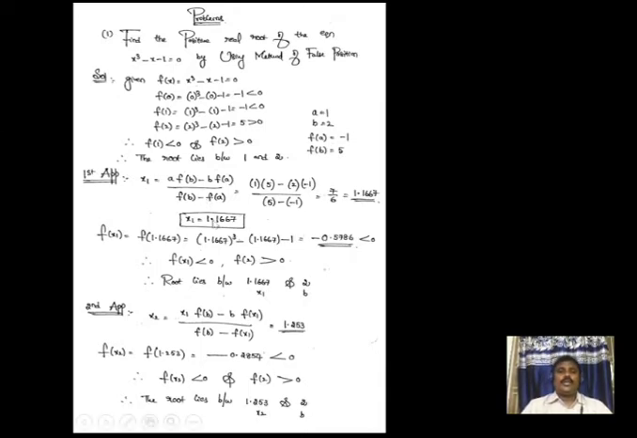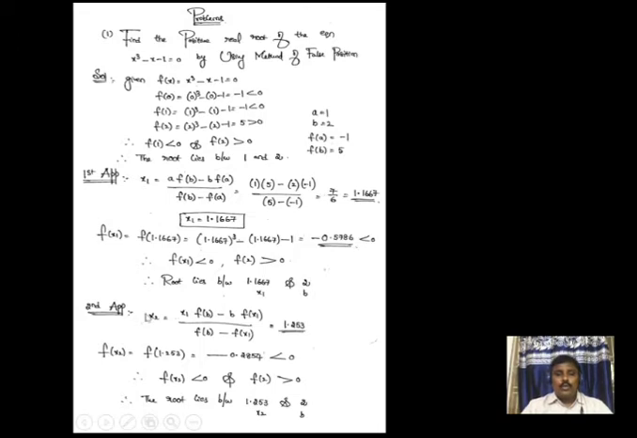Now I have to put this value in the given equation. So I got f of x1 less than 0. If I have less than 0, then what I need is greater than 0. In the next step, I have f of 2 greater than 0. So here it is less than 0, here greater than 0. Therefore the root lies between x1 and 2, that is x1 and b. So the root lies between x1 and 2.